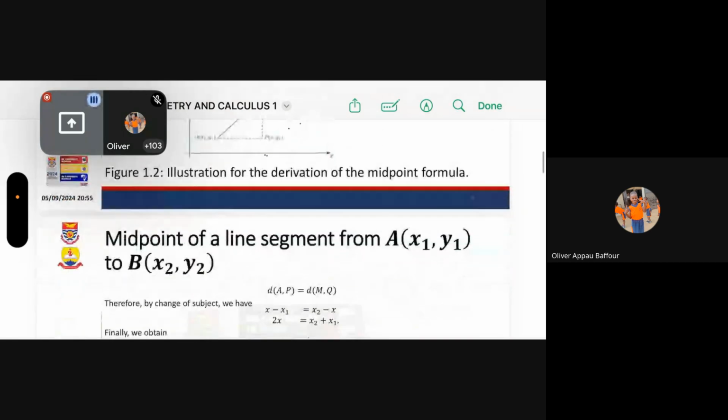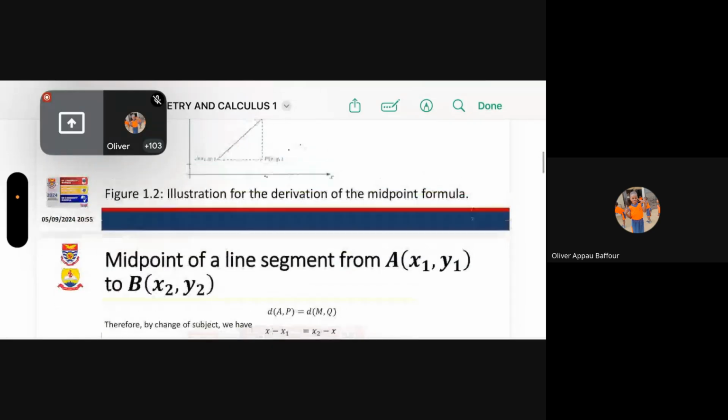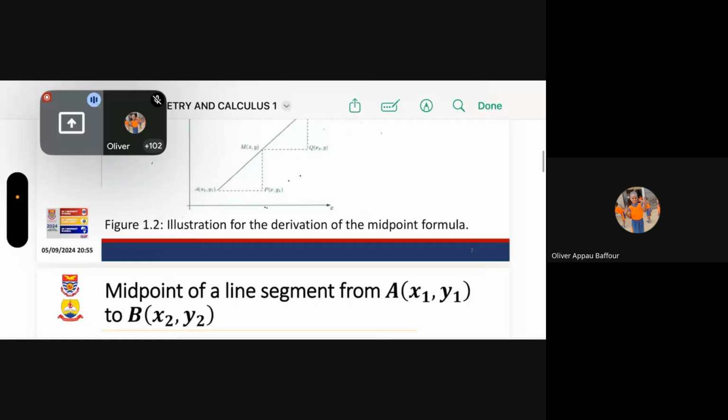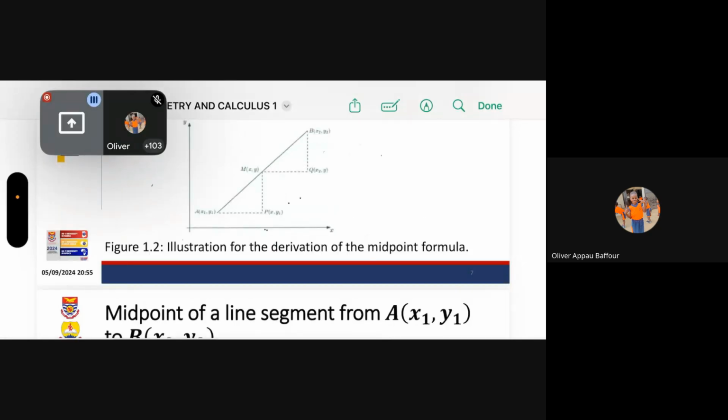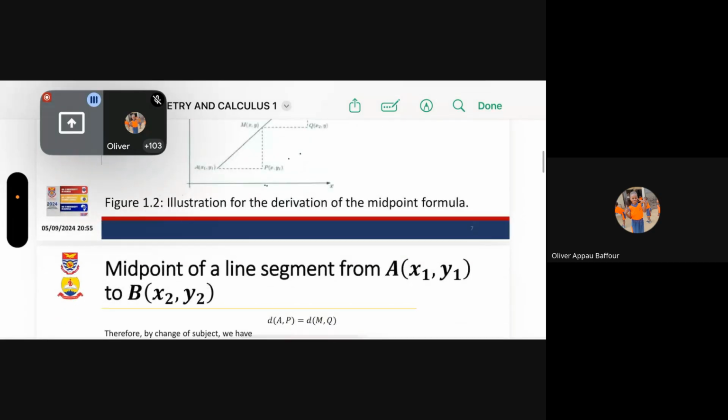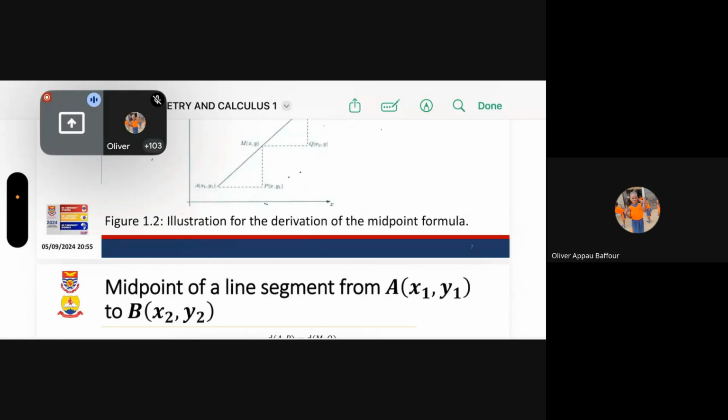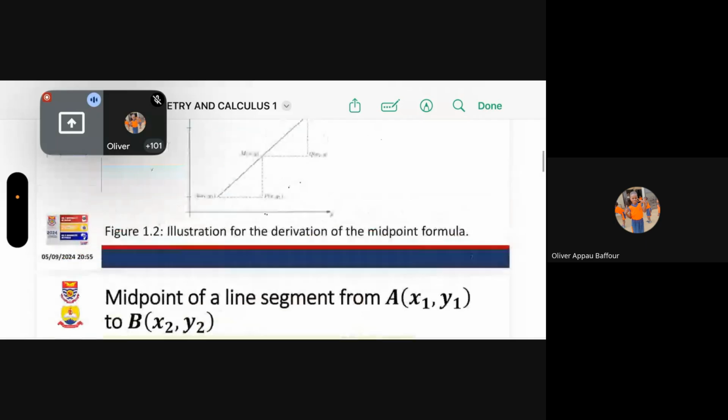Now to find the midpoints, I said it is the midpoint. So since it is the midpoint, it means that the distance from A to P is the same as the distance from M to Q. So the distance from A to P, that is on the x-axis, is going to be x minus x1. Please, can you say it? Yes, please.